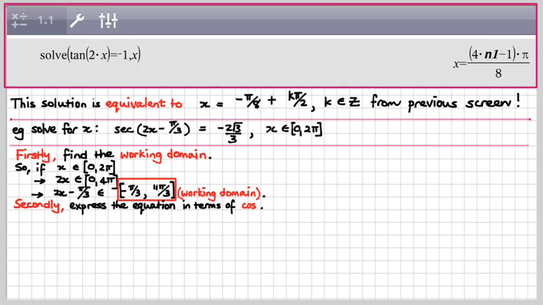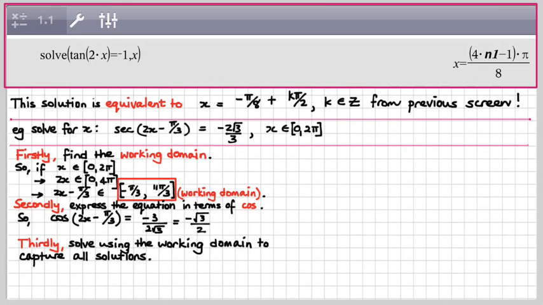Secondly, express the equation in terms of cos, because cos is what we're familiar with, so therefore cos of 2x minus pi on 3 would be the reciprocal of that. Yes, it would, wouldn't it? And another way of writing that, which we are familiar with, would be minus root 3 on 2. Okay? Now we're getting somewhere. We better have a look and see what that would be in quadrant 1. Thirdly, we solve the whole thing for the working domain to capture all solutions.